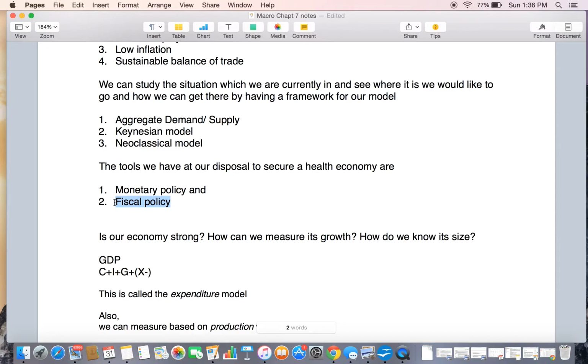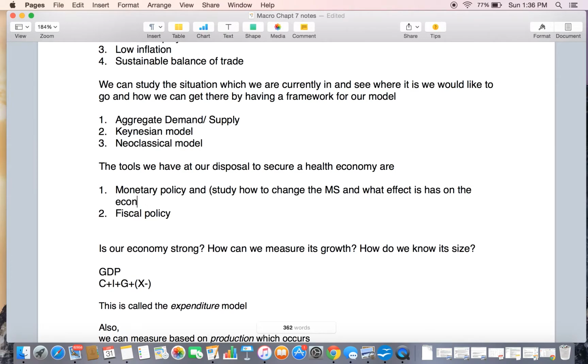In fiscal policy, we're going to be looking at, so I'll put here actually for you, changes. So we'll study how to change the money supply and what effect it has on the economy. And in fiscal policy, we'll look at changes in government spending. So government spending could be on schools, it could be on roads, it could be on the military, but any change in government spending or taxation policy.